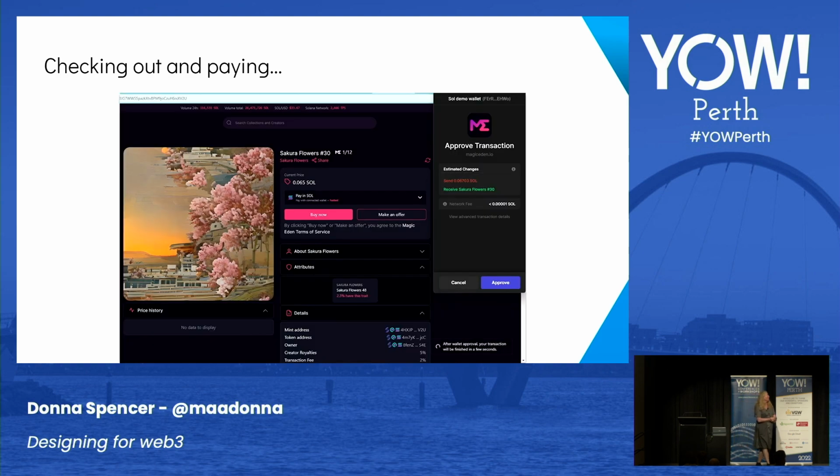The process of buying things, of the checkout process that we're all pretty familiar with, is really quite different. It's different on every blockchain, and it's different on every wallet on every blockchain. So you can see, there's my yellow line. If you look at the stuff here on the right, that's showing the transaction. So in this case, it's telling me that I'm going to send 0.06 Sol and I'm going to receive this flower thing. It doesn't really look like a checkout process, does it?